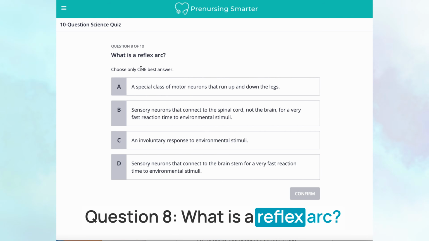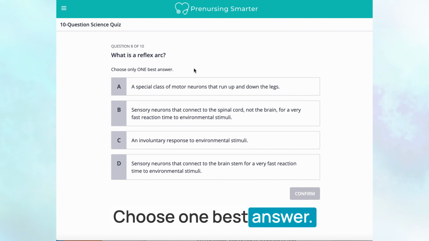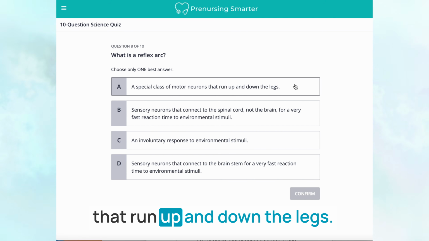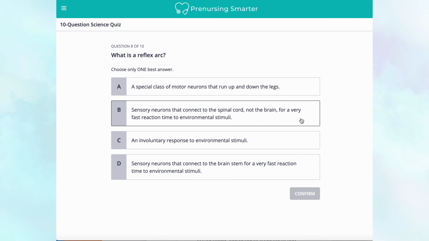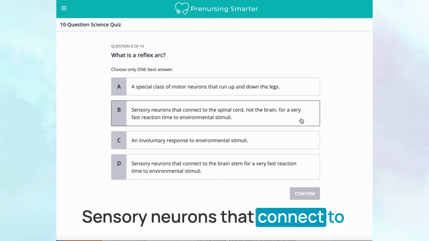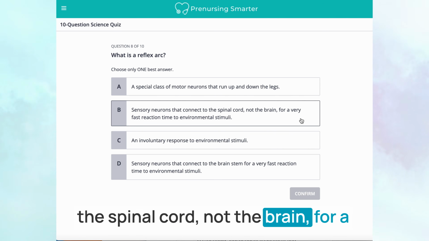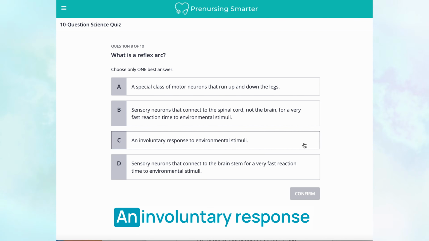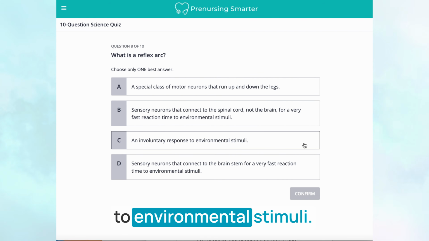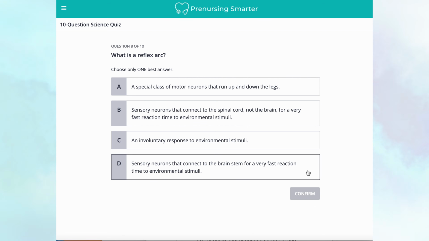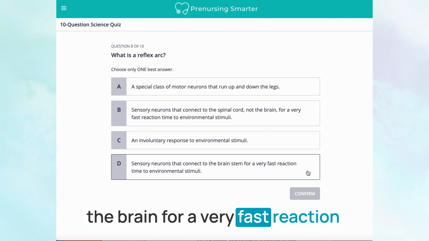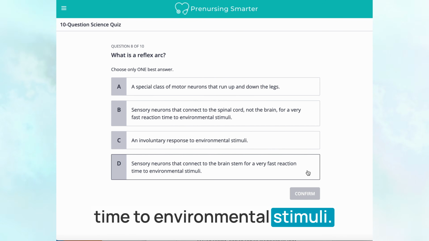Question 8. What is a reflex arc? Choose one best answer. A, a special class of motor neurons that run up and down the legs. B, sensory neurons that connect to the spinal cord, not the brain, for a very fast reaction time to stimuli. C, an involuntary response to environmental stimuli. D, sensory neurons that connect to the brain for a very fast reaction time to environmental stimuli.